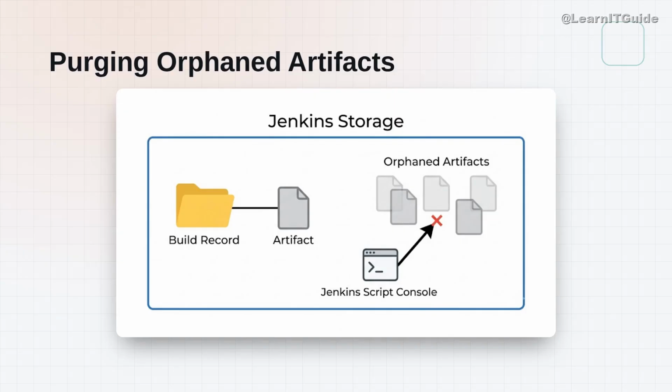Sometimes you have artifacts that are not tied to a specific build record or are left behind due to a failed cleanup job. These are files that occupy space but are effectively invisible in the Jenkins UI. To fix this, you may need to use the Jenkins script console to locate and purge these files. This is a powerful, low-level tool that allows you to execute Groovy code directly against the Jenkins master. Be very careful with this, as deleting the wrong file can break your internal build metadata.